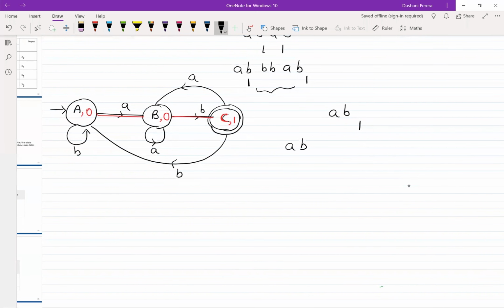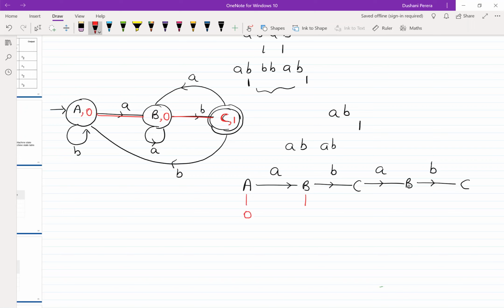AB, AB. Okay, the string is AB, AB. Okay, let's see what happens. Initially you are at capital A. Upon seeing simple A, you go to B. There upon seeing simple B, you go to C. Then you go to B. Then you go to C. So see who gets printed. At A you print 0. Here you print 0. Here you print 1.